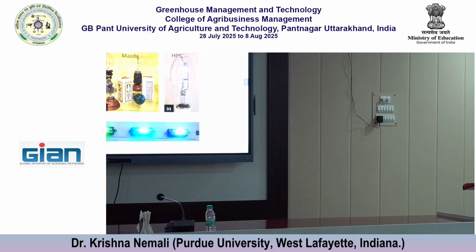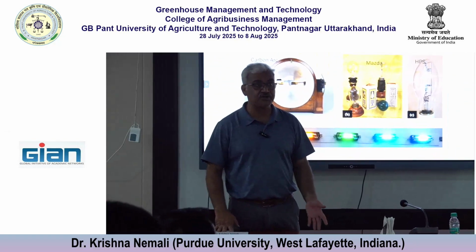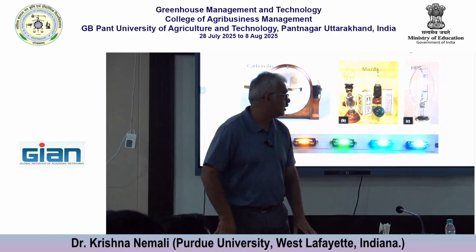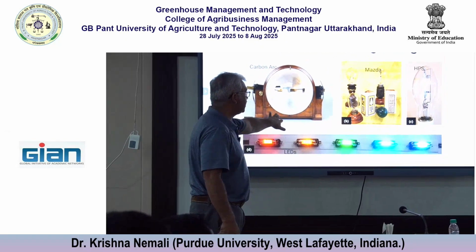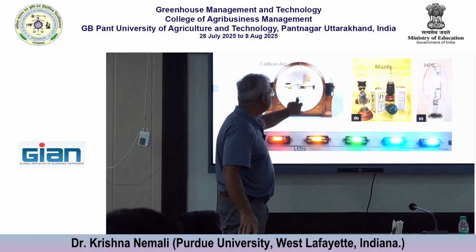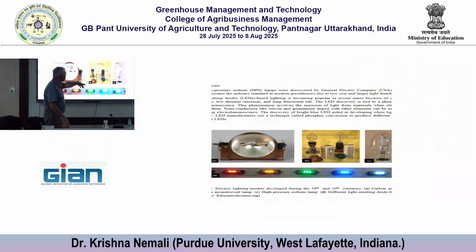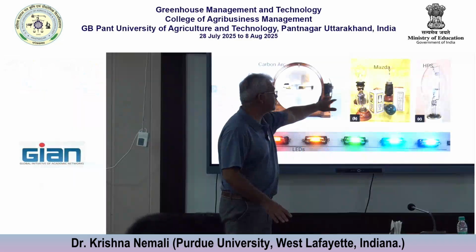So today's topic on light is more on the applied side. How can we use this light? What are the different types of artificial lights? Things like that. I just put this picture again. You saw this picture from the first class. So these are carbon arc lamps, halogen lamps, high pressure sodium, and different types of LEDs. But we are more looking at these high pressure sodium lamps and these LEDs in the commercial greenhouse industry. These are just historical stuff.